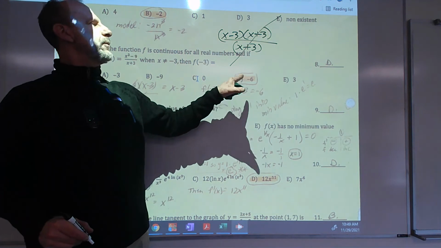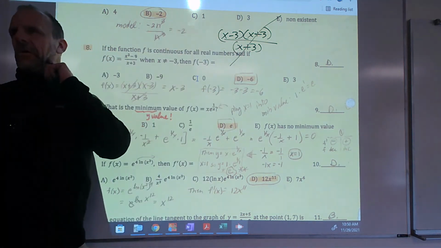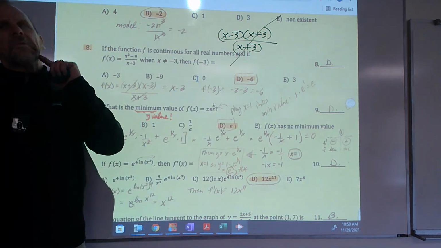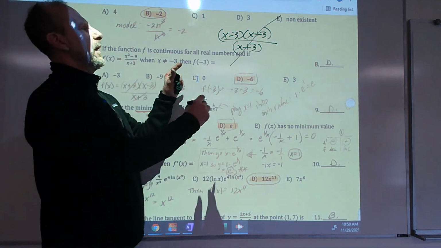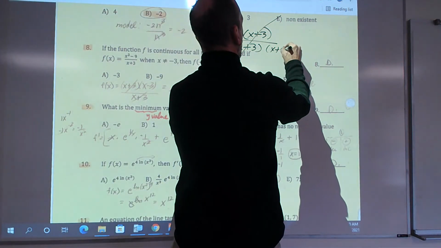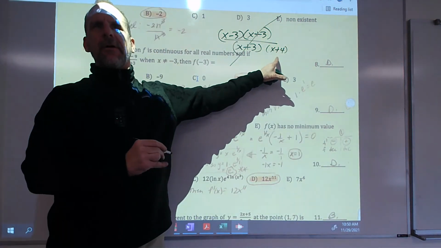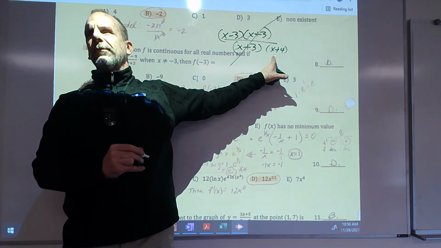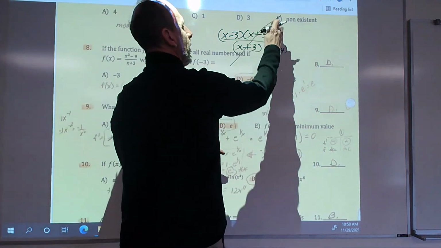That's the answer. You guys know what this is when you cross them out? It's a hole. What if you don't cross them out? What if I had an x plus 4 down here? What if that doesn't get crossed out? That's going to be a vertical asymptote. Okay? When you cross them out, it's a hole.